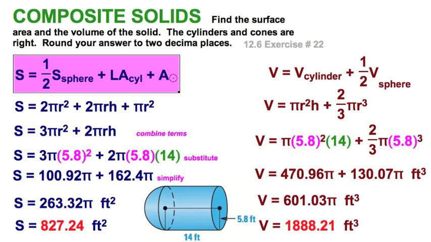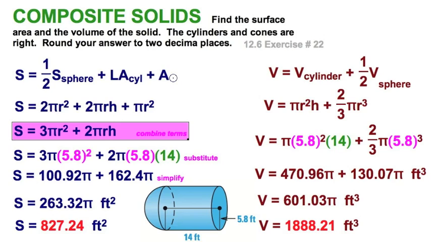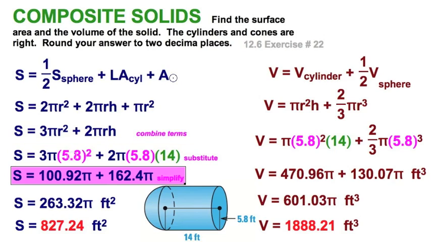Surface area, again, 3 parts: the hemisphere, the lateral area, and the circle. And we know 2 pi r squared for a hemisphere, the lateral area is 2 pi r h, and pi r squared for the circle. I can combine the first and the third terms. I substitute in there for radius and height. Again, the radius is common to all the figures. And in terms of pi, that's what I get for the two values.